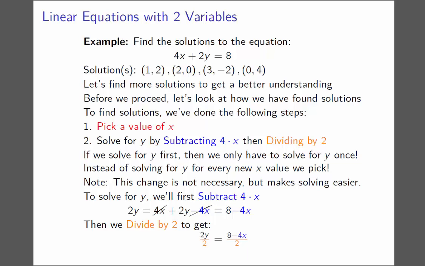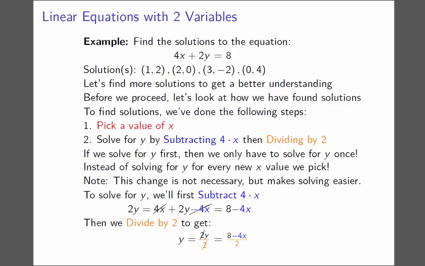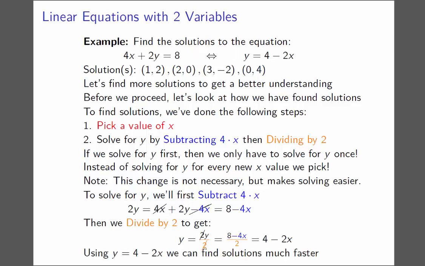This gives 2y divided by 2 equals (8 - 4x) divided by 2. On the left, this reduces to just y, and on the right, 8 divided by 2 is 4, and 4x divided by 2 is 2x, so we have 4 - 2x. Now, using y = 4 - 2x, we can find solutions much faster. We say that y = 4 - 2x is an equivalent equation to 4x + 2y = 8 because they have the same solutions.